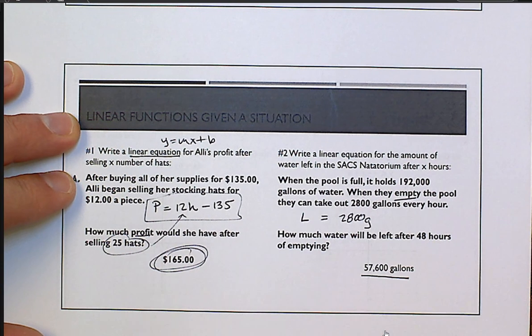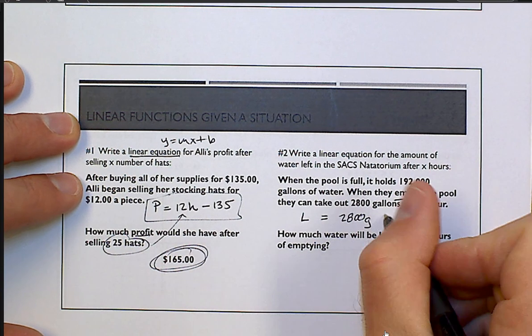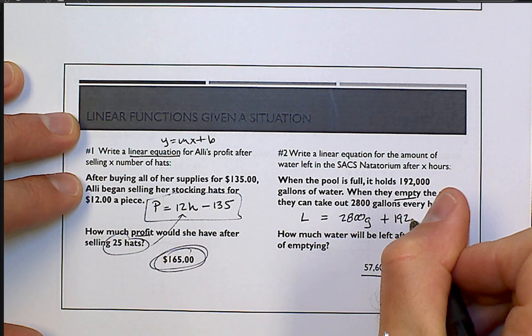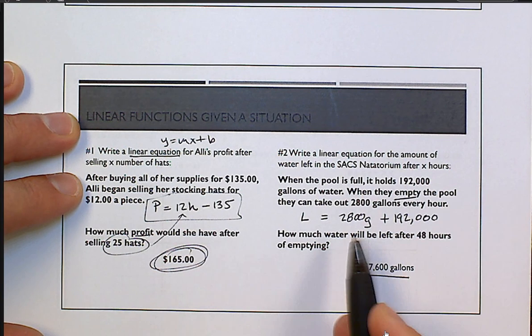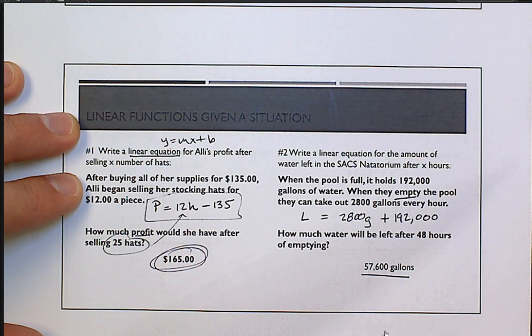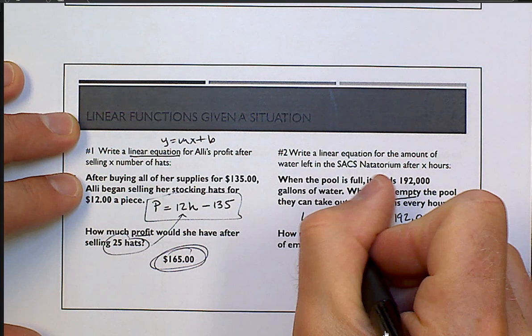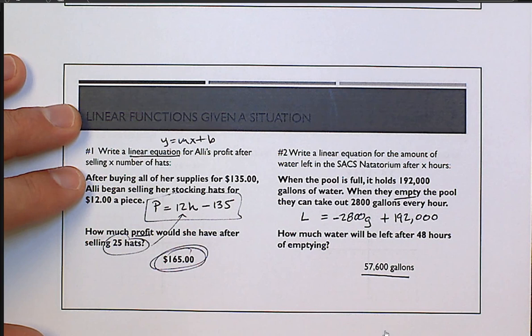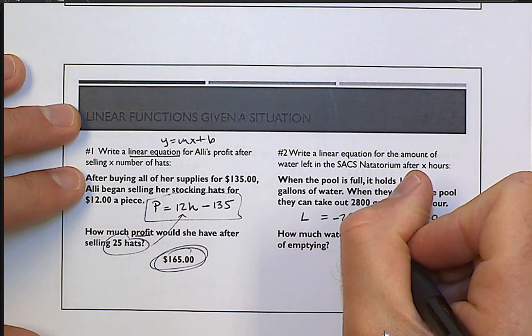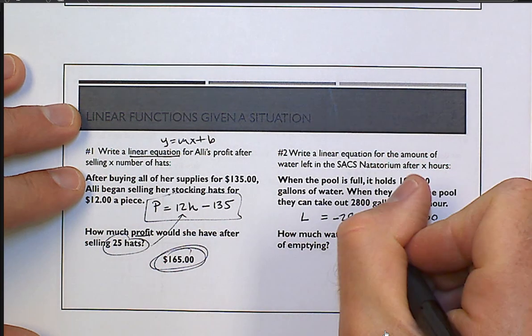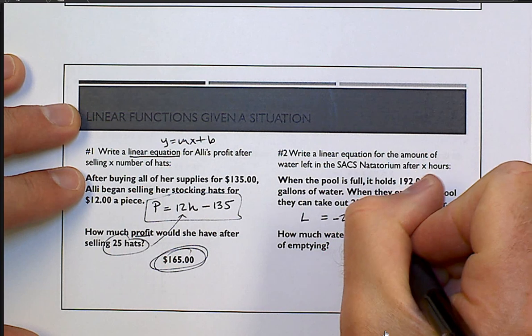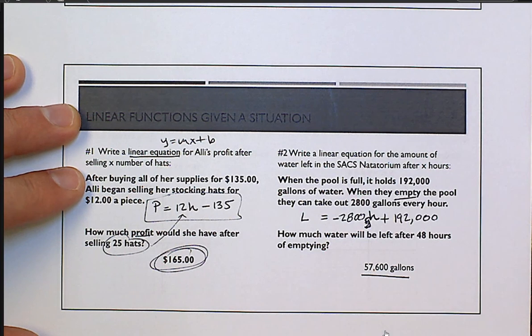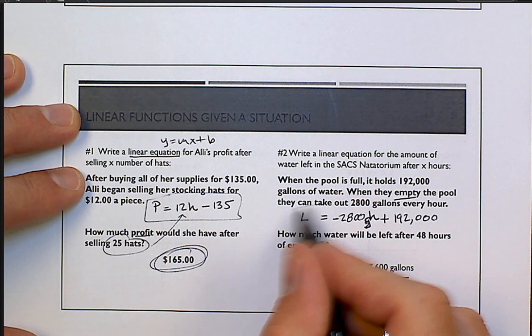Okay. They'll put a plus sign here, which is correct. But the problem is, remember, water is being emptied or taken away, so there needs to be a minus sign in front of the 2,800. We're subtracting 2,800 gallons every hour, okay? Sorry, this should not be a G. You could use a G. It should be an H for hours, since that's the time we're using, sorry. So there is my equation right there.